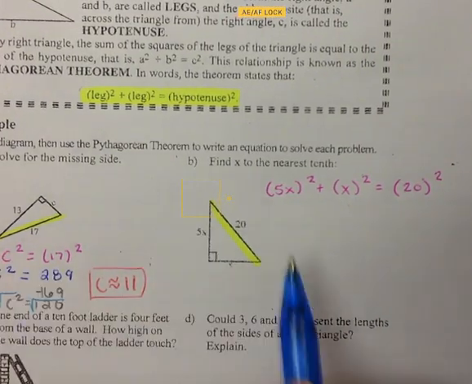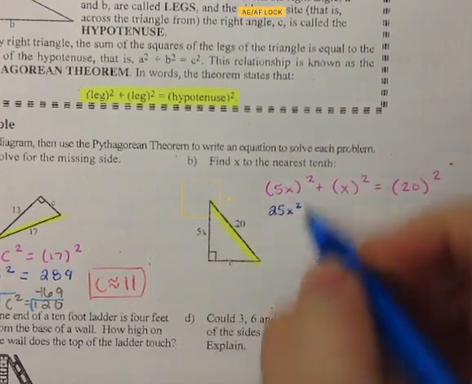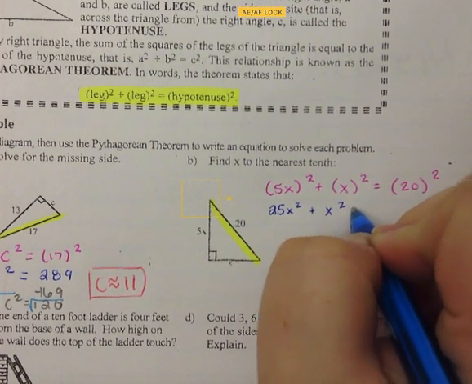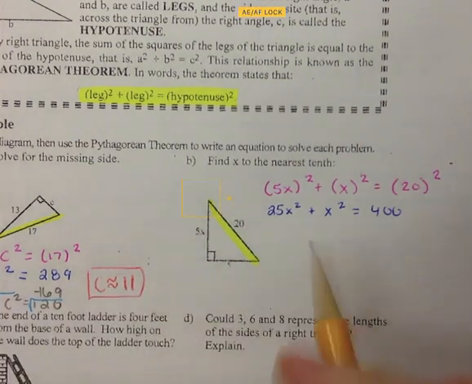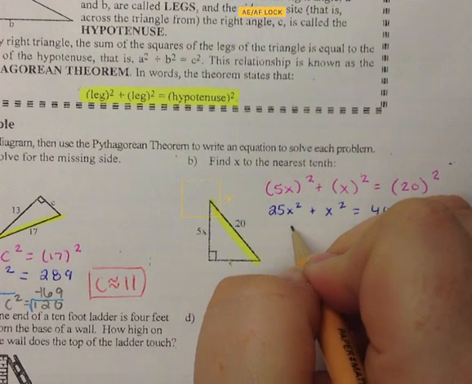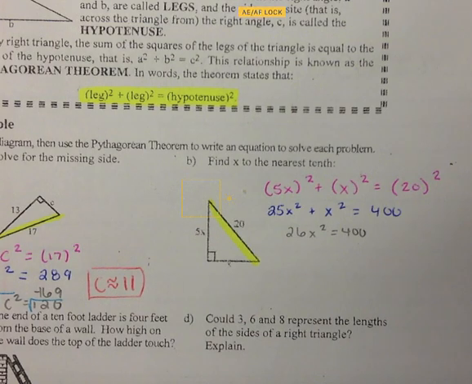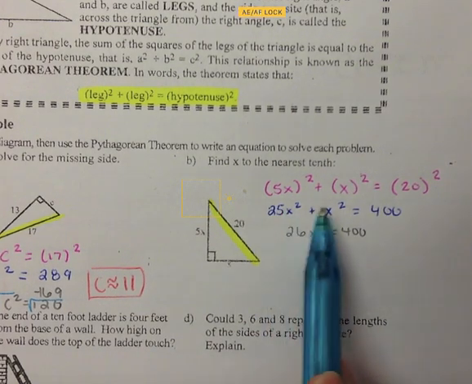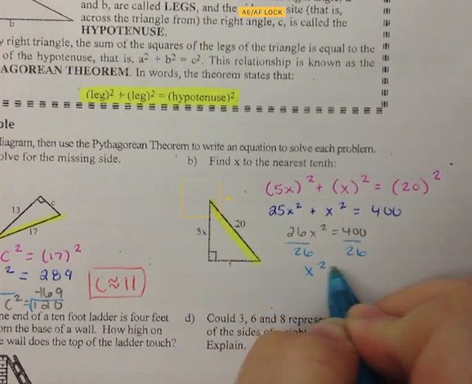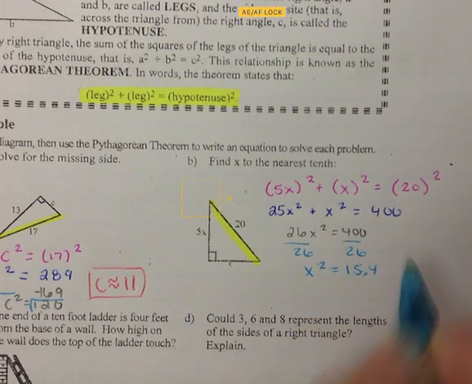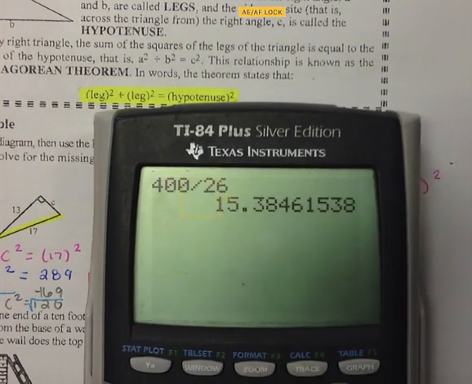So 5x, all of that squared, turns into 25x squared, because you have to do 5x times 5x, plus x squared is equal to 20 squared, which is 400. If we combine our like terms, 25x squared plus 1x squared is 26x squared, equal to 400. Then we divide by 26. So x squared is equal to 15.4, because 400 divided by 26 is roughly 15.4.